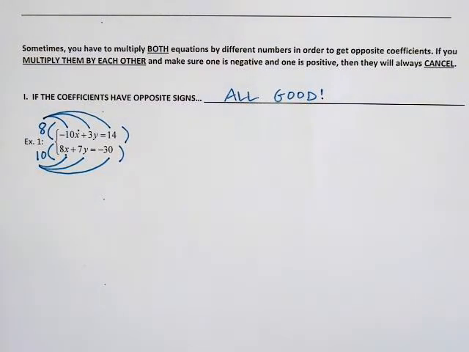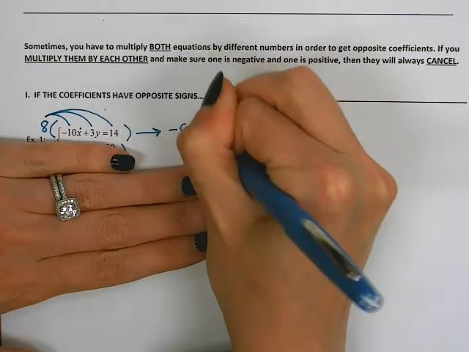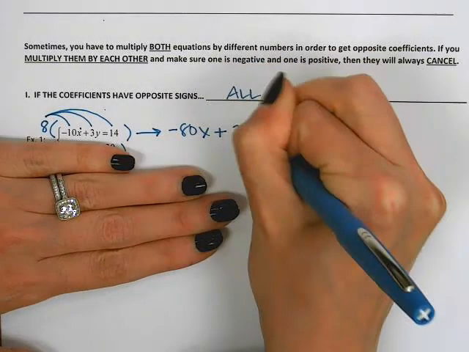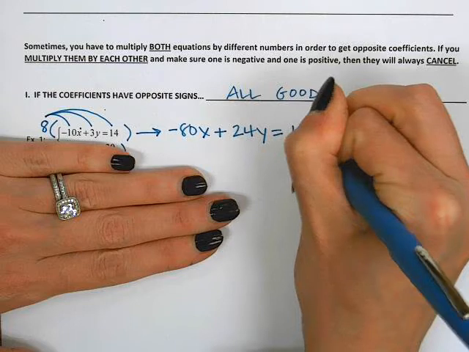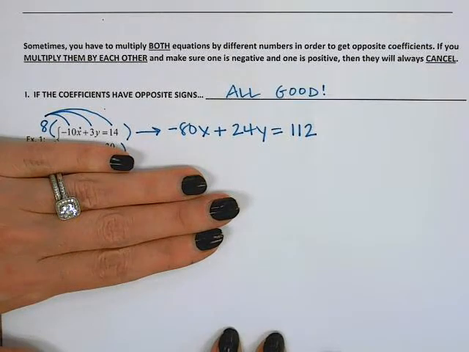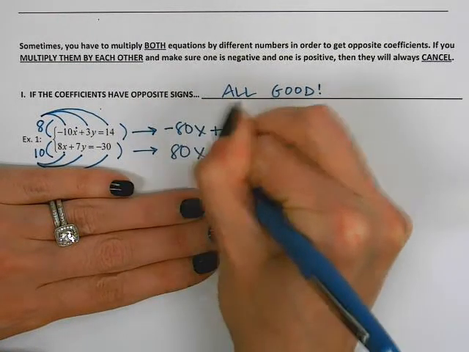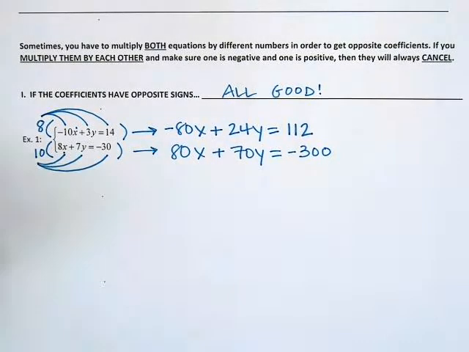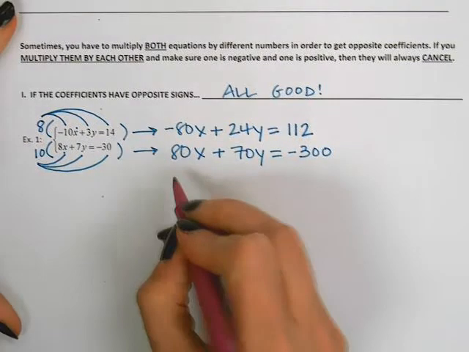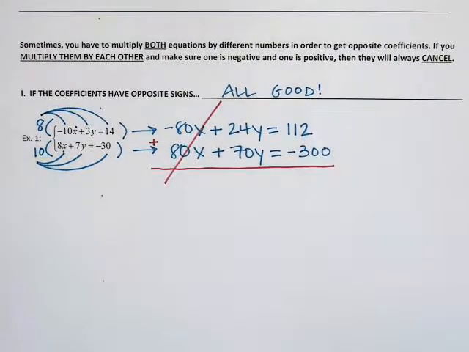Okay, so let's see what just happened here. If we multiply the entire top by 8, we get negative 80x plus 24y equals 112, I think. And then on the bottom, if we multiply every single piece by 10, we get 80x plus 70y equals negative 300. Now, do you see the opposites that are going to cancel? If we add going down, negative 80 plus 80 cancels. We did it.